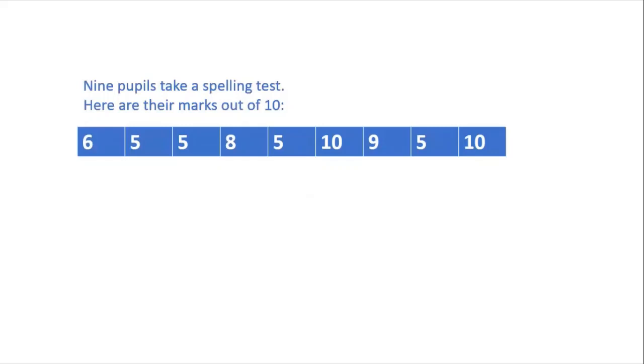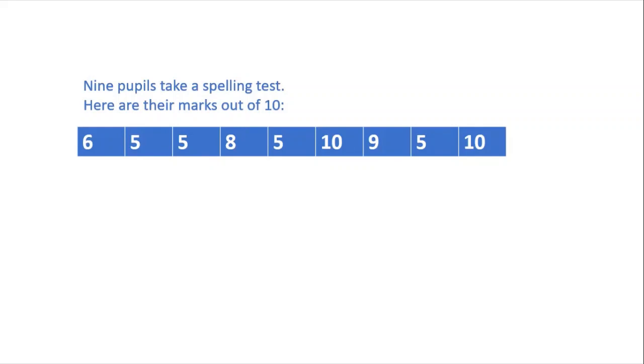So I've got this set of 9 pupils here who've taken a spelling test, and here are their marks out of 10. So we've got 6, 5, 5, 8, 5, 10, 9, another 5, and another 10. So we've got a range here from 5 to 10. So some of the kids got half the questions right, and some of them got all of the questions right. And we've got a spread of marks in the middle as well.